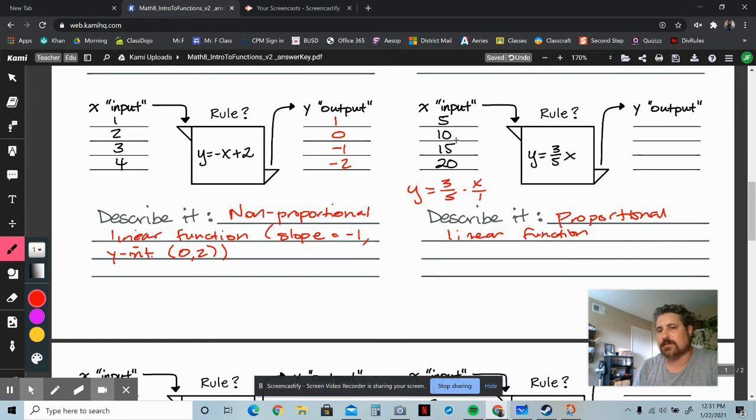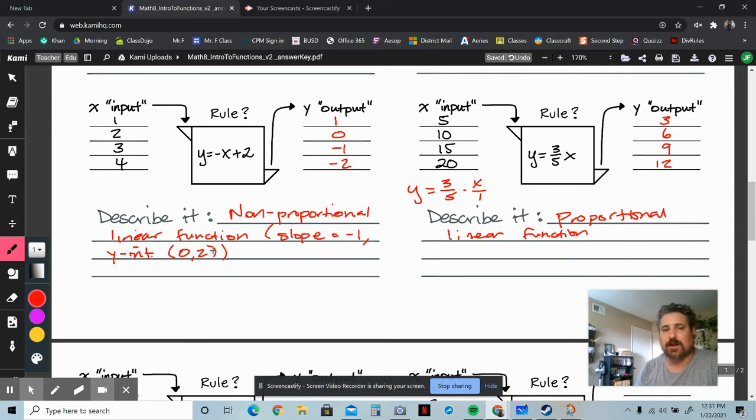So let's do that. 5 goes into 5 one time. 1 times 3 is 3. 5 goes into 10 two times. 2 times 3 is 6. 5 goes into 15 three times. 3 times 3 is 9. And then 5 goes into 20 four times. 4 times 3 is 12. So that's kind of how we'd set this up.